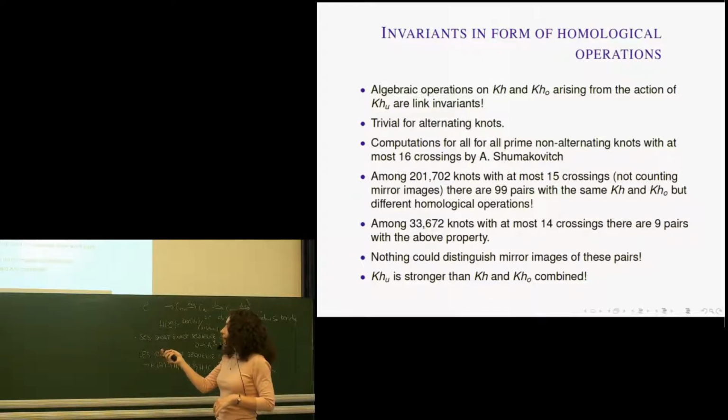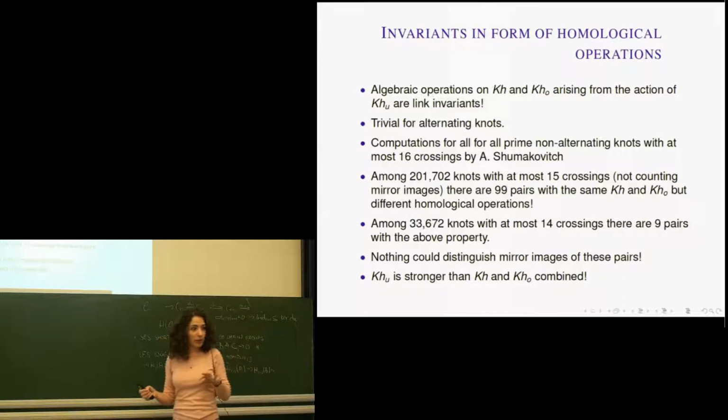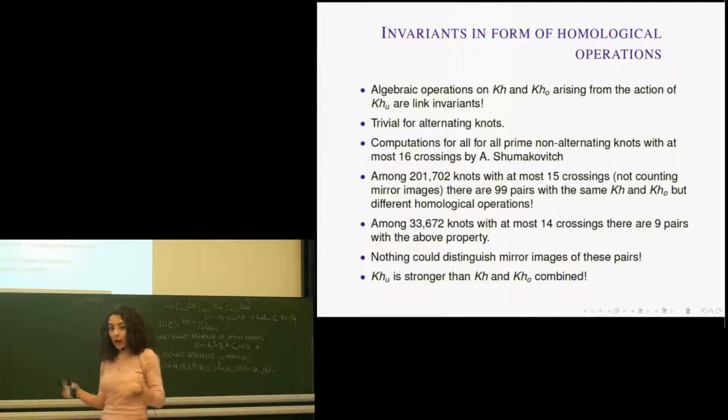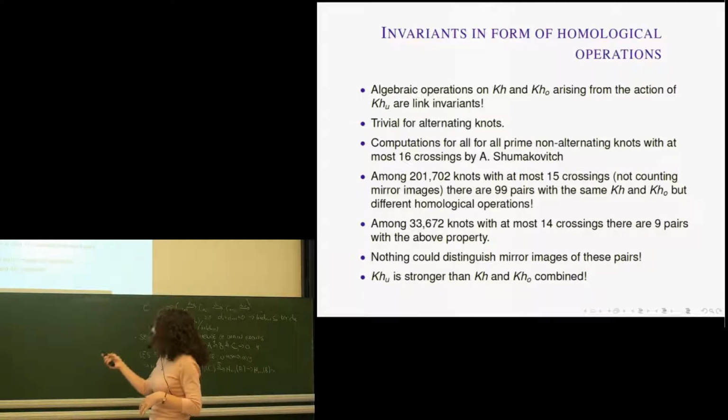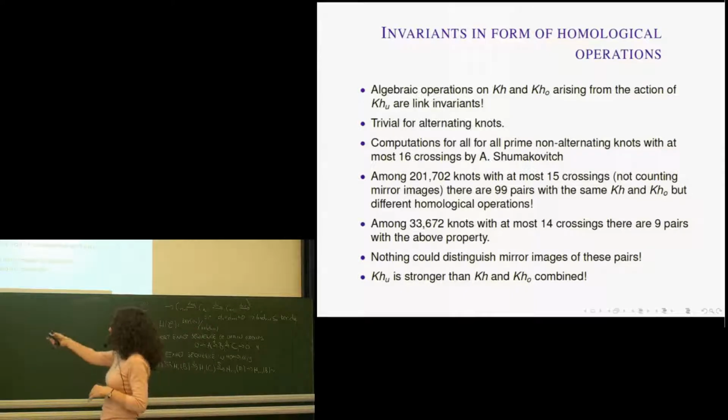There are 99 pairs that cannot be distinguished either by Khovanov or odd Khovanov homology. They're the same. However, these homological operation invariants do distinguish them. Okay? And then I'm going to scale down, and you can see the jump between 14 and 15 crossings. That's why this is in the slide.